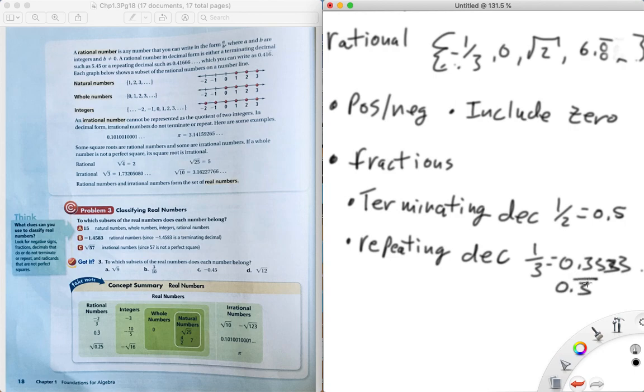So, rational numbers, positive and negative numbers, it includes 0. Fractions and decimals are good, but the decimals have to be terminating, they stop, or they have to be repeating, they go on forever, and it's the same number that goes on forever. Those are rational numbers.